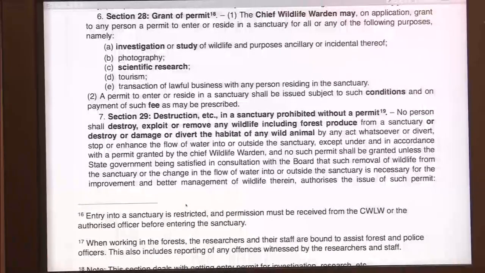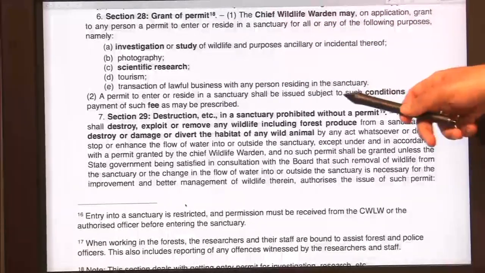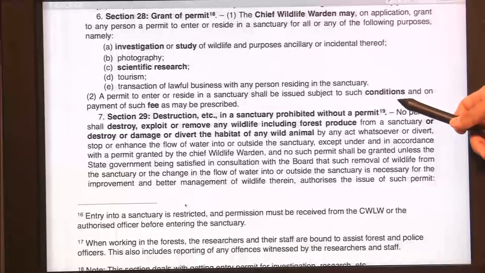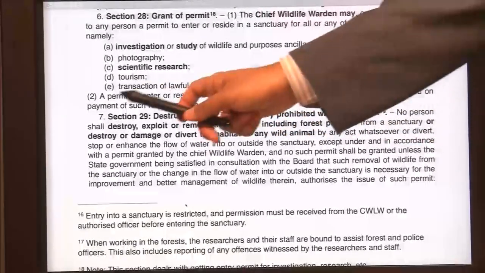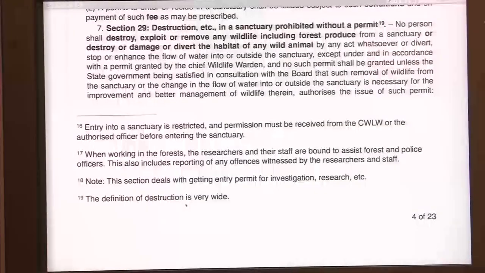Next is the grant of permit. So, whenever the chief wildlife warden is granting a permit for scientific research, photography, tourism and so on, then he may put up certain conditions and may also require the payment of certain fees for the granting of these permits. Next, section 29 says destruction etcetera in a sanctuary prohibited without a permit. No person shall destroy, exploit or remove any wildlife including forest produce from a sanctuary, or destroy or damage or divert the habitat of any wild animal.